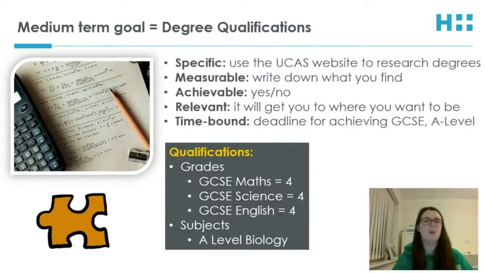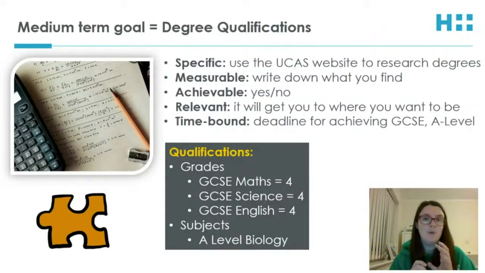What do I need to do in the medium term to achieve that big crazy goal of being a veterinary nurse? Well, firstly, I need to figure out what qualifications I need. I know from researching the jobs that I need to have a degree in veterinary nursing or something similar. What I'll do next is I'll use the UCAS website to research different degrees. This is a great website. It's how you actually apply to university, and it also tells you all of the universities in the UK and exactly what courses they do.